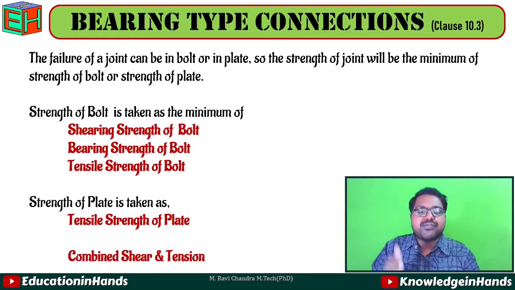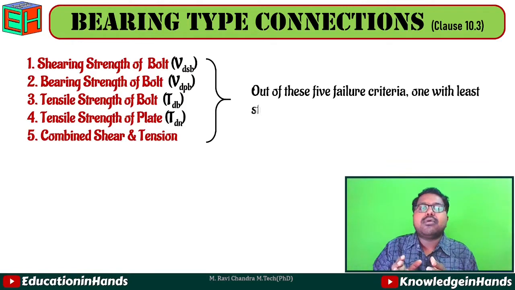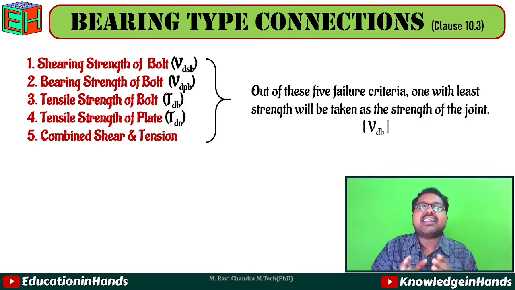So out of these five, which are nothing but shearing strength of bolt VDSB, bearing strength of bolt VDPB, tensile strength of bolt TDB, tensile strength of plate TDN, and combined shear and tension effect. All these five we need to consider, and out of these five failure conditions, whichever is having least value is taken as the strength of the joint, that is nothing but VDB.